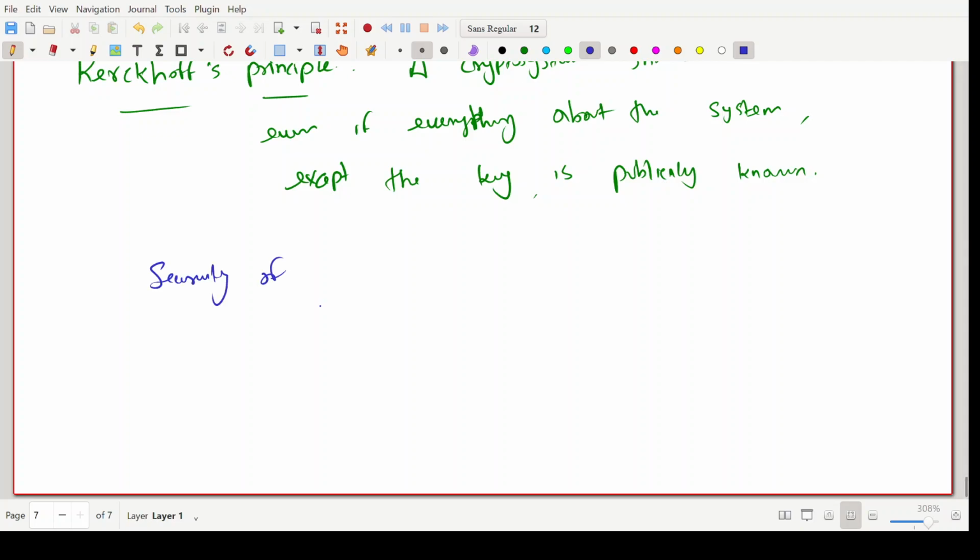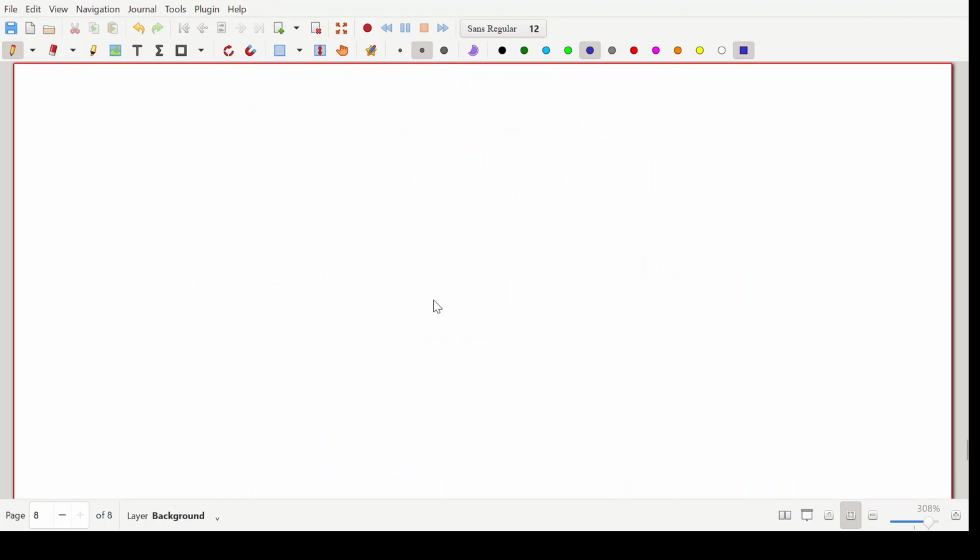Security of a crypto system should depend on the key or keys, not on the algorithm. Okay. Now let us see the types of attacks, or types of attackers first.